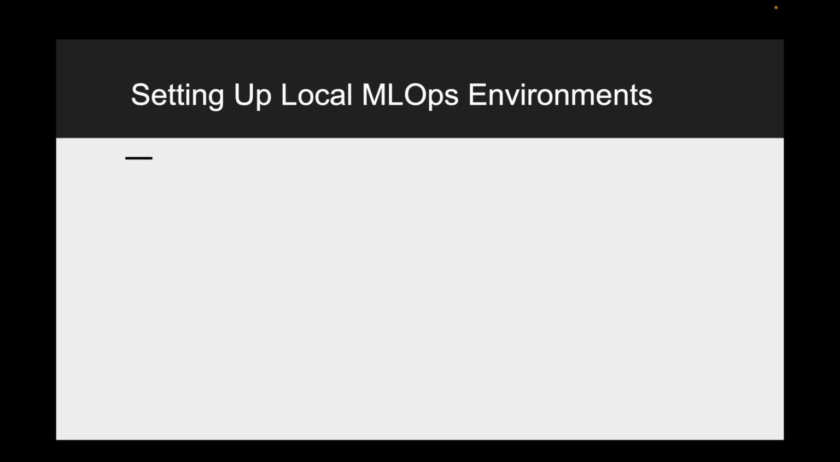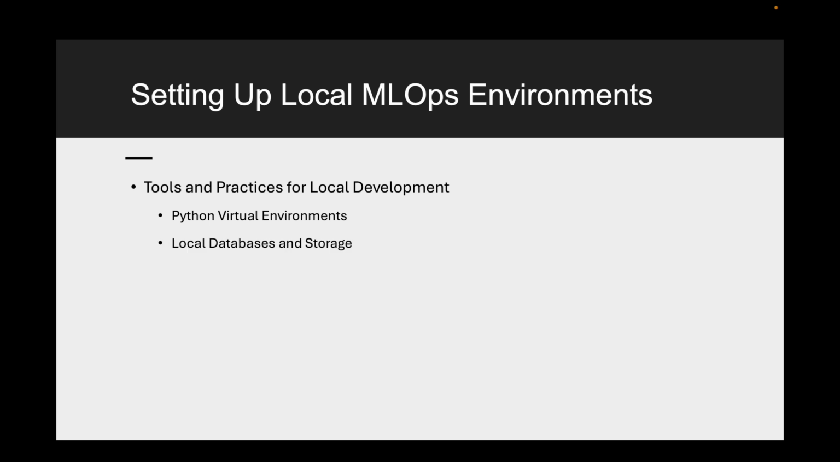Let's look at setting up a local MLOps environment. While cloud-based infrastructure is critical for large-scale workloads, local environments play a key role in experimentation and development. What are the tools and practices for local development? First, Python virtual environments. Always use virtual environments like venv or Conda to isolate dependencies when developing ML pipelines locally. Local databases and storage. Use lightweight databases like SQLite for local development before switching to more robust cloud-based databases.